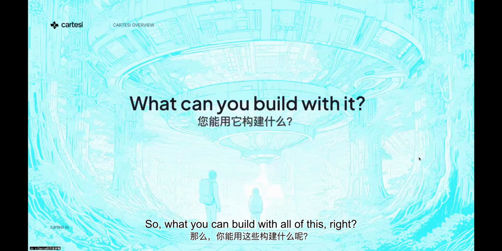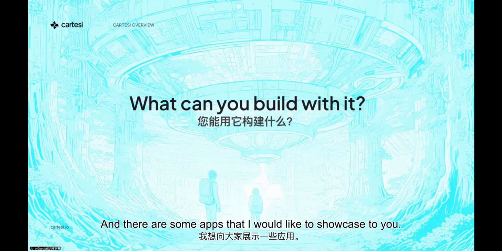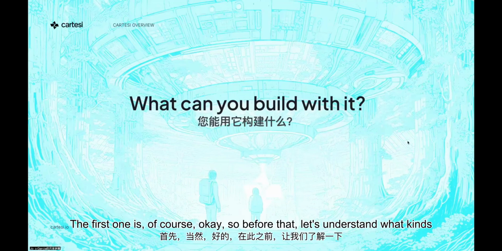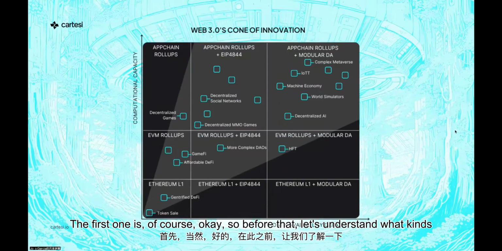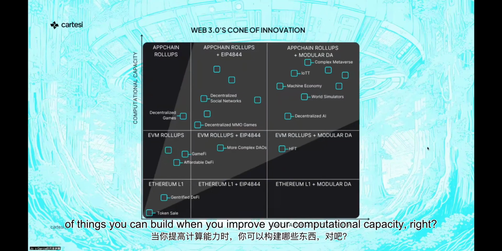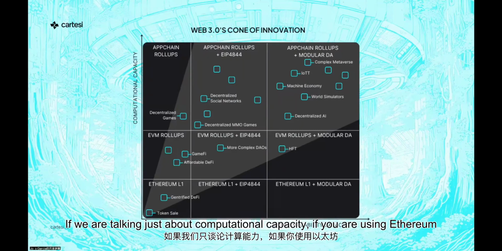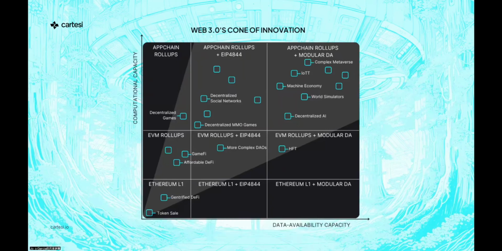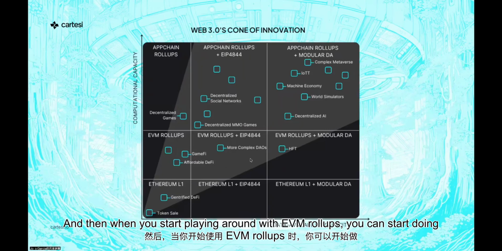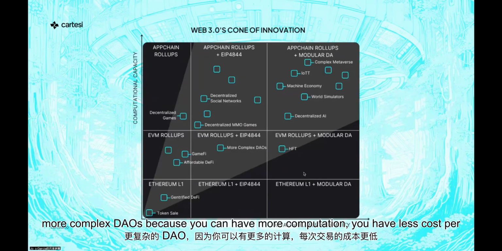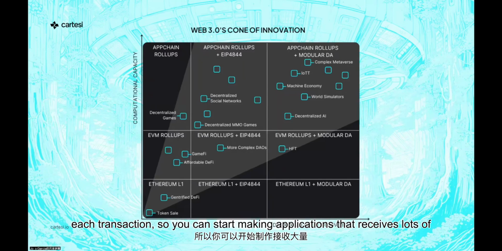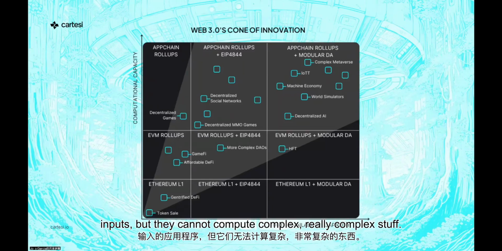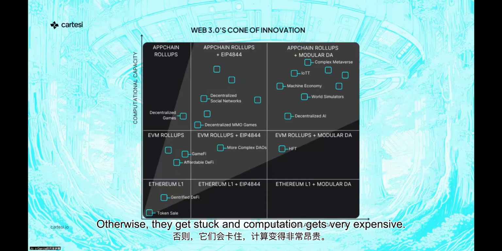So what can you build with all of this, right? What is interesting that you can actually build with Cartesi? There are some apps that I would like to showcase to you. But before that, let's understand what kinds of things you can build when you improve your computational capacity. If you are using Ethereum layer 1, you will never be able to do things that are more complex than token sales and regular DeFi. And when you start playing around with EVM rollups, you can start doing more complex DAOs because you have more computation and less cost per transaction, so you can make applications that receive lots of inputs, but they cannot compute really complex stuff. Otherwise, they get stuck and computation gets very expensive.